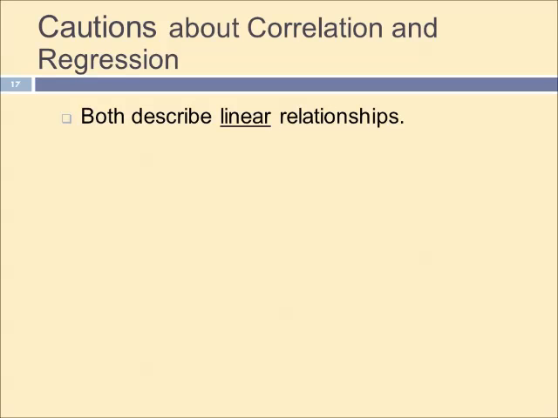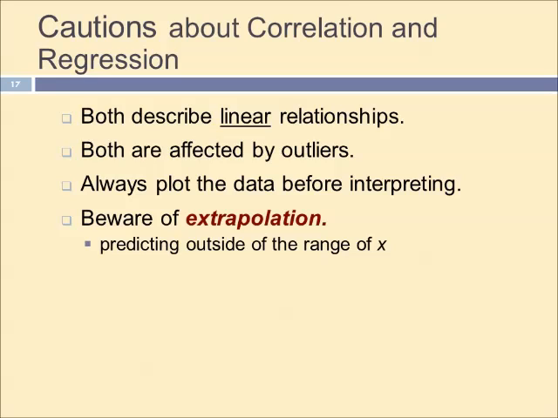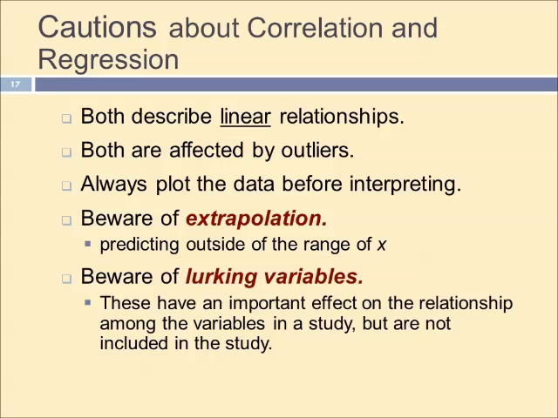There are some cautions about correlation and regression. Both of these describe linear relationships only, not curvilinear, not cyclical, or any other type. Both correlation and regression are affected by outliers, by influential points. Always plot the data before you do any interpretation. And beware of what's called extrapolation, that is, predicting outside of the range of the observed values. Beware of lurking variables. These have an important effect on the relationship among the variables in the study, but are not included in the study.